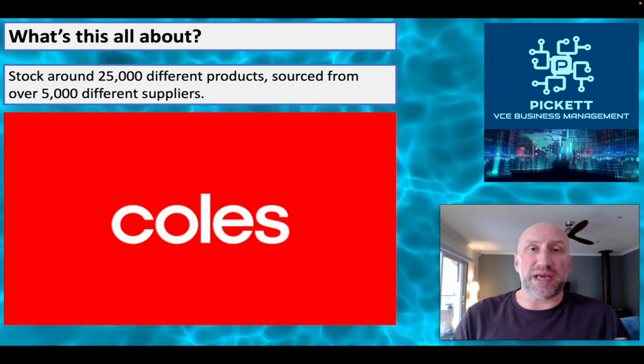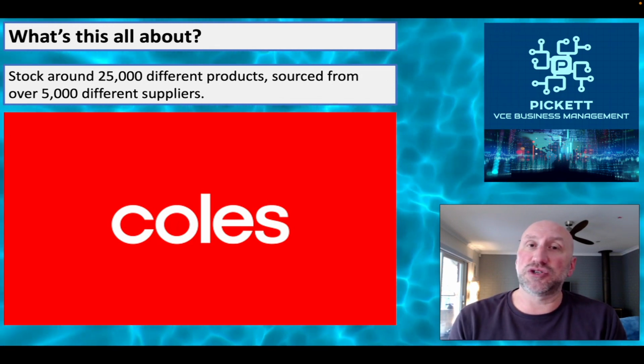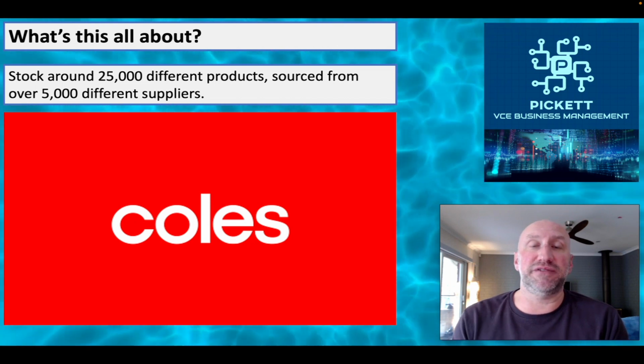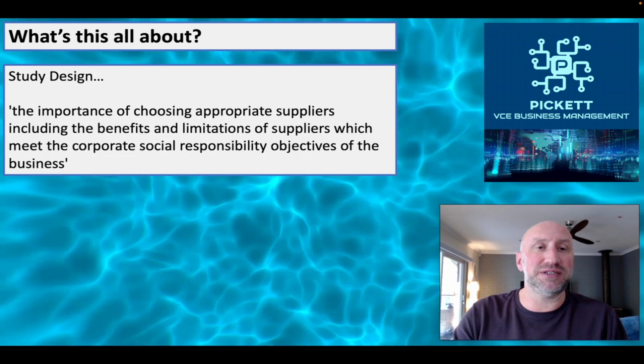Coles, they stock in their stores around 25,000 different products, and they are sourced from over 5,000 different suppliers. And Woolies would be similar to that, if you wanted to look at that business.